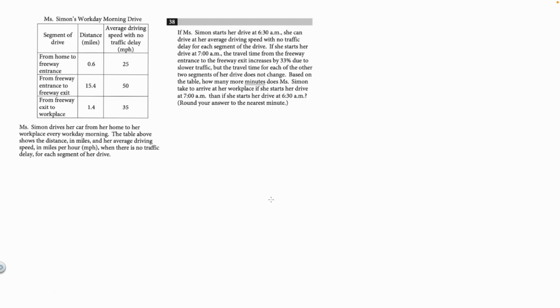Starts her drive at 6:30 a.m., she can drive at her average driving speed with no traffic delay for each segment of the drive. If she starts her drive at 7 a.m., the travel time from the freeway entrance to the freeway exit increases by 33% due to slower traffic, but the travel time for each of the other two segments of her drive does not change.